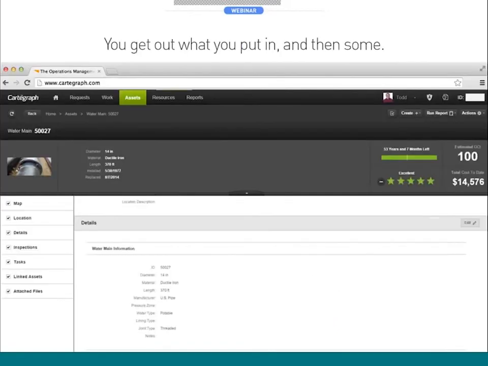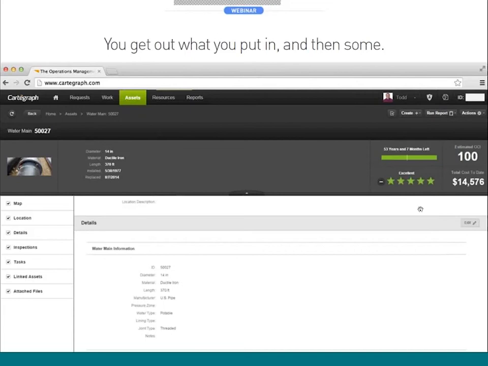This next slide I want to kind of show here, and this is our OMS, our Operations Management System, a screenshot of what it shows. And as we look on here, we see there's some information here about this main. Its diameter, its material, the manufacturer, here again, potable versus non-potable. And so when you put this data in, it's critical to producing the information that will really help you in making future decisions that'll save money.